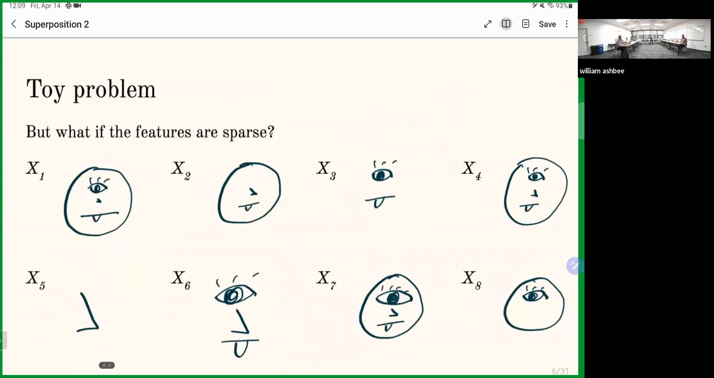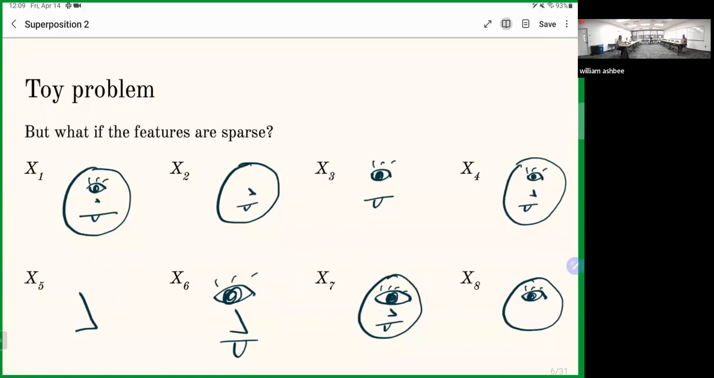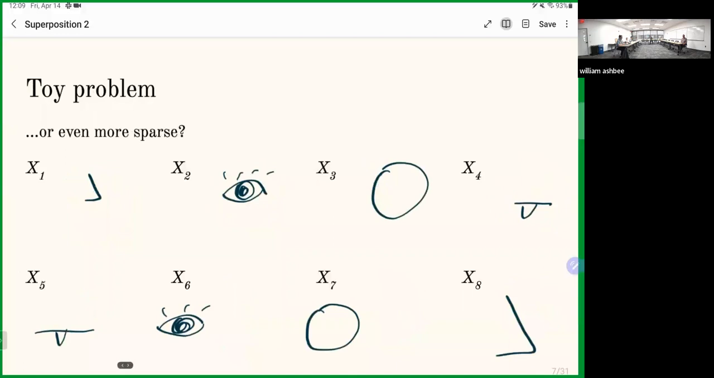However, what if we consider the same problem, but now our facial features can be sparse. So some faces need a nose, eye, or whatever. And we vary the extent of sparsity, so that usually we have only one non-zero feature. In this case, let's consider an example.